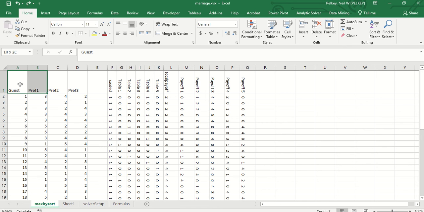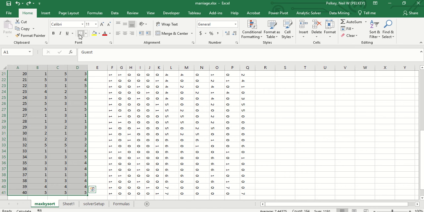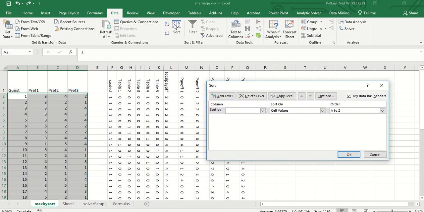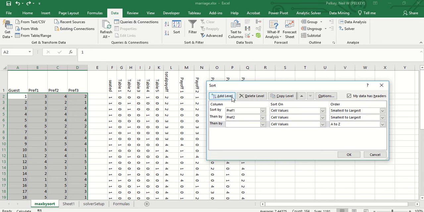Let's select columns A through D. All right, we've got that selected, and we're going to go to Data and Sort. We're going to sort by preference 1, smallest to largest. Then we add a level and sort by preference 2, and then sort by preference 3. And we say OK.